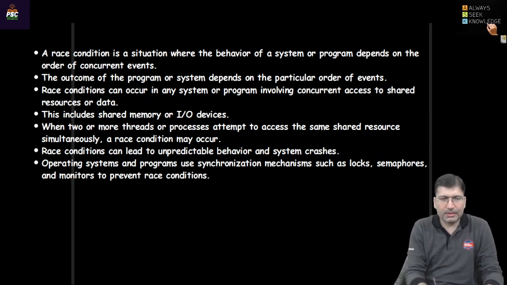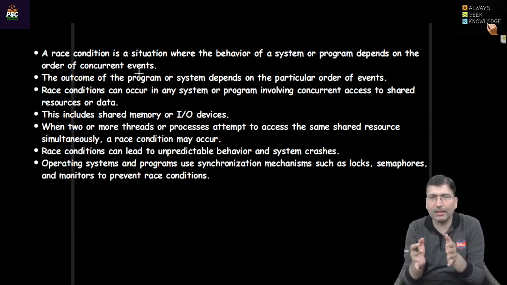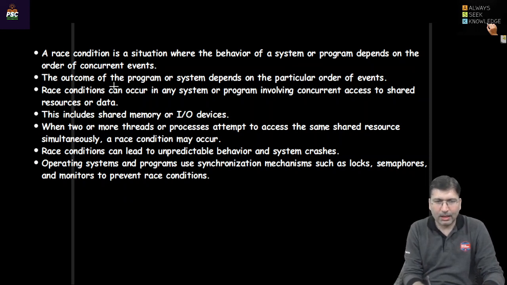There are certain things you need to understand in case of race condition. A race condition is a situation where the behavior of a system or program depends on the order of concurrent events. So all the events are happening concurrently, or parallelly, and their order of execution is deciding the final result, right? The outcome of the program or system depends on the particular order of events or processes. A race condition can occur in any system or program involving concurrent access to shared resources or data. So this is important: shared resources or shared data.